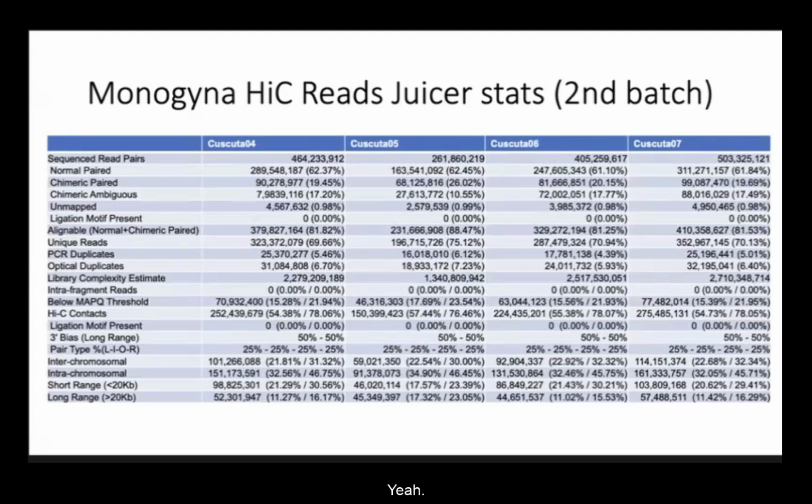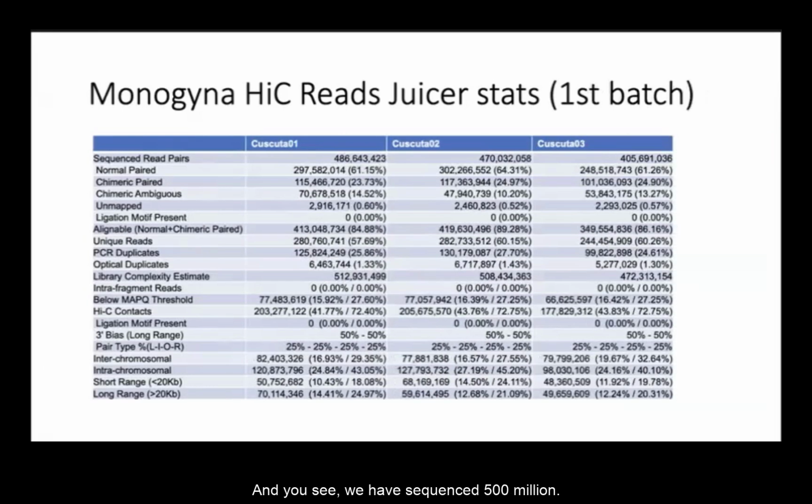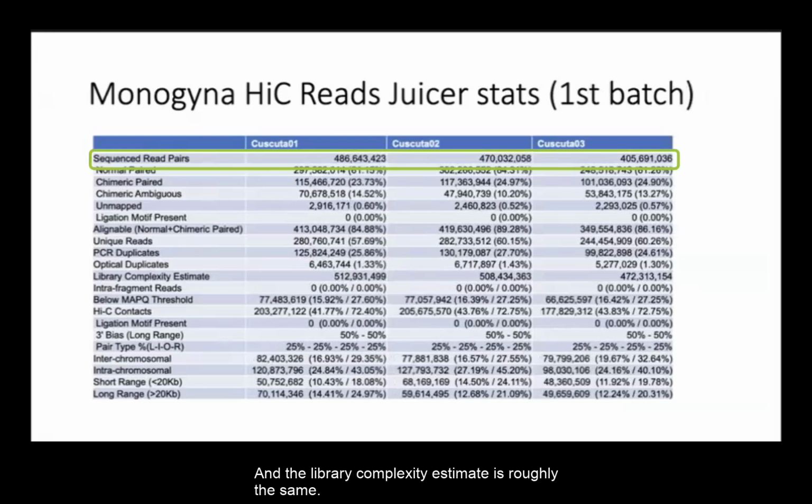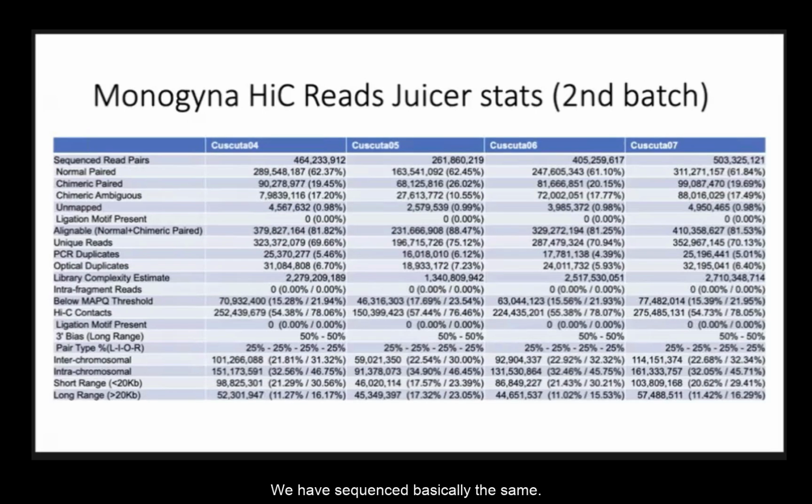So the first one, all batches are done with nuclei isolation. The first one we suspected to work very well. But for some reason, we have low complexity and a high duplication. This is a 30 gigabyte genome. And you see we have sequenced 500 million, and the library complexity estimate is roughly the same. So we have kind of out-sequenced this library, you could say. We have sequenced basically the same.